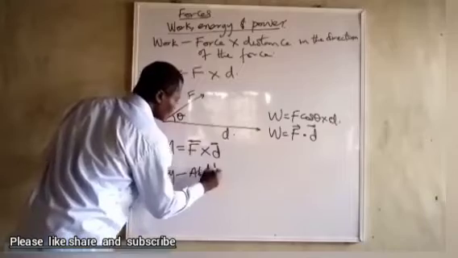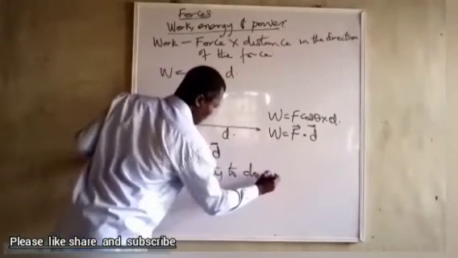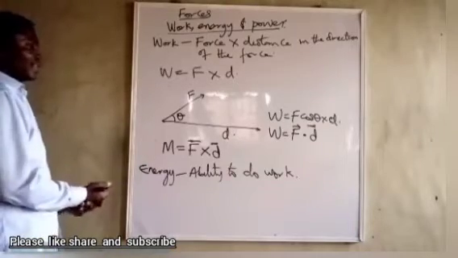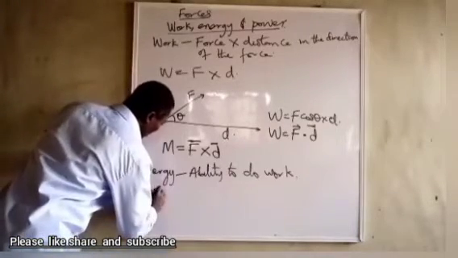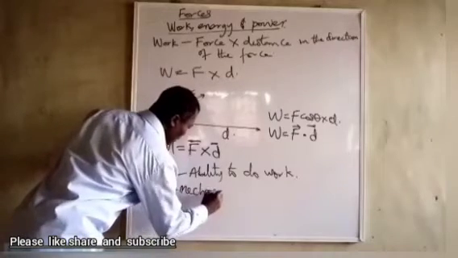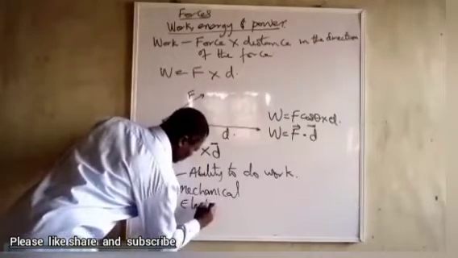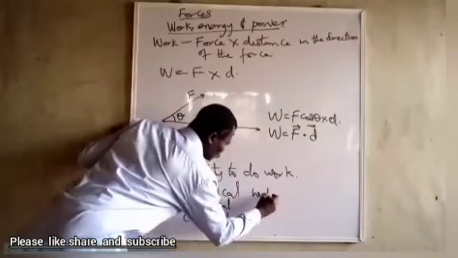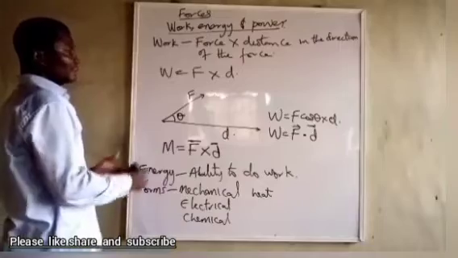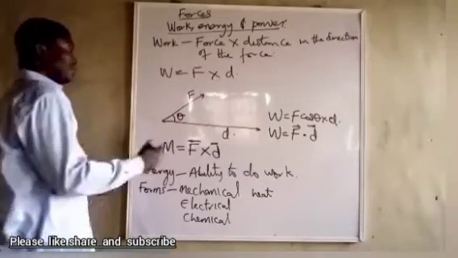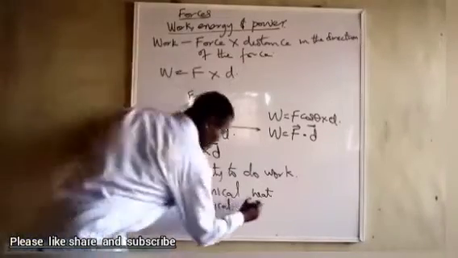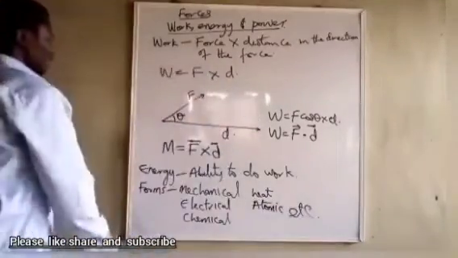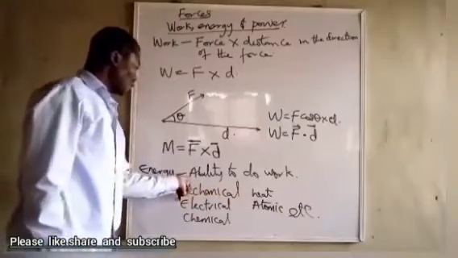Energy is the ability to do work. In this instance, we have several forms of energy. You can talk about mechanical, electrical, chemical, heat. Even you can talk about radioactive or atomic energy, etc. So the basic form of energy that we always work on is mechanical.